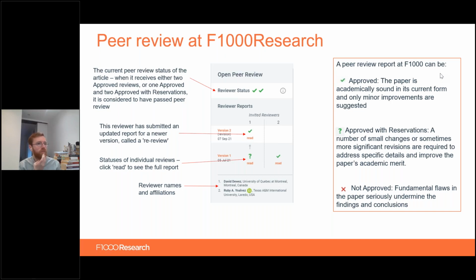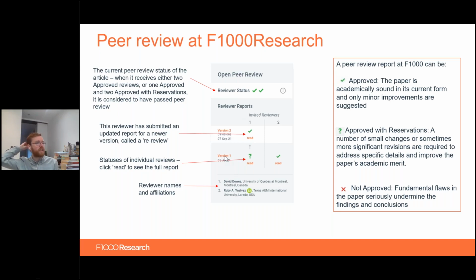As our peer review process is open and transparent, all reports are published alongside the article and are displayed in a box like this. It will show the status awarded, the name of the reviewer, their affiliation, and then which version of the article they are reviewing.